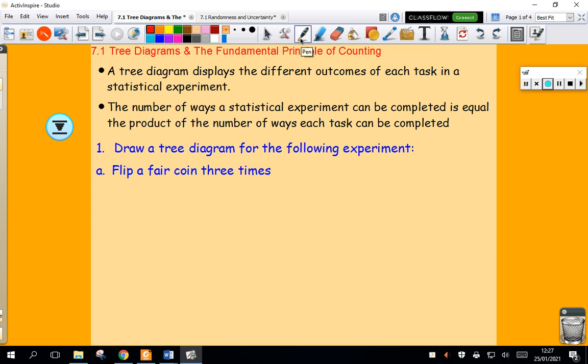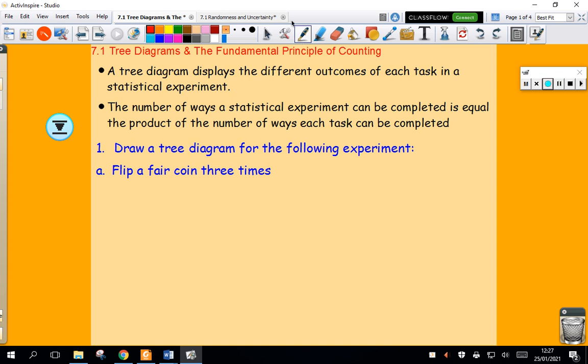Remember also the number of ways a statistical experiment can be completed is equal to the product of the number of ways each task can be completed. We'll come back to that in a second. So suppose I want to draw a tree diagram for the following experiment. And the experiment is this. Flip a coin, a fair coin 3 times. So I want to flip a fair coin 3 times. And I want to think about that a little bit. And I want to draw a tree diagram.